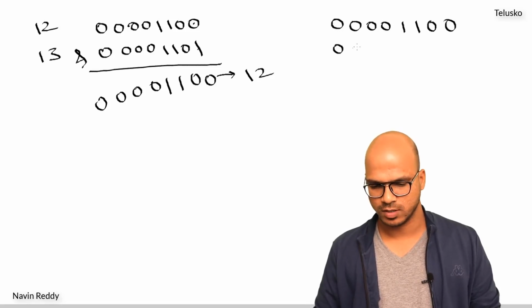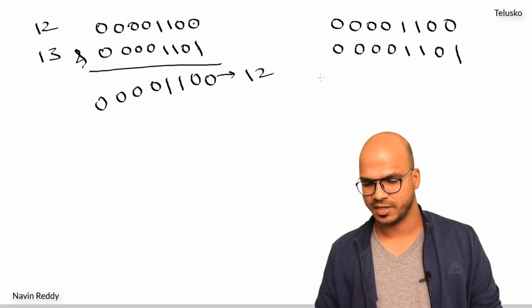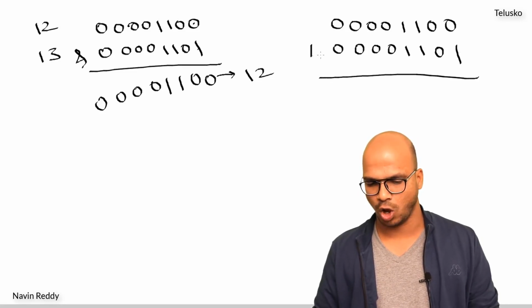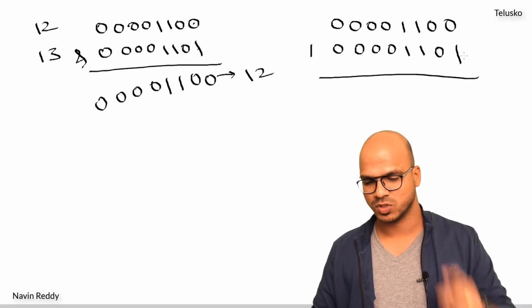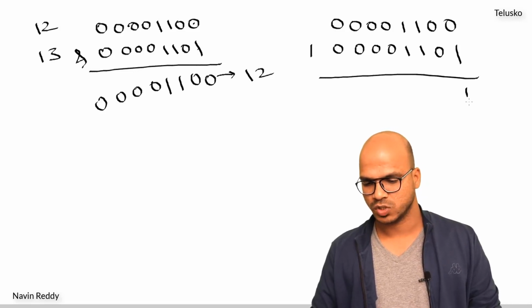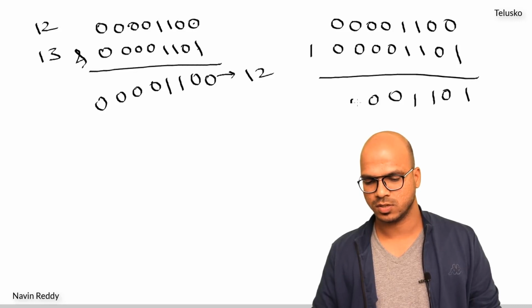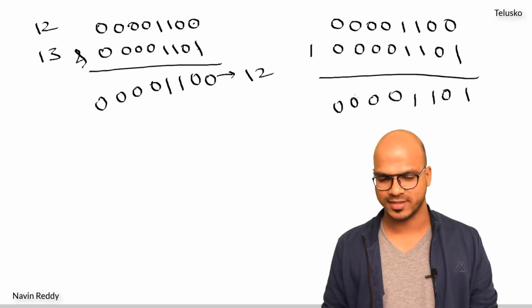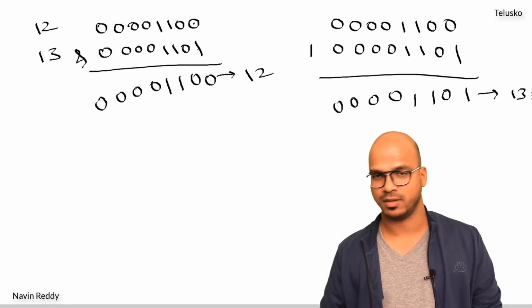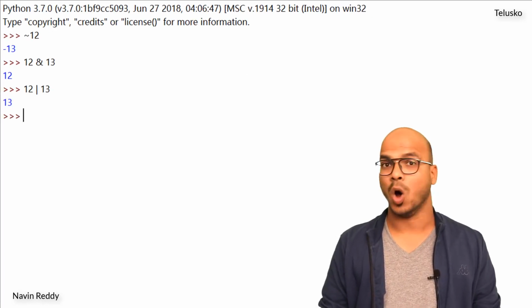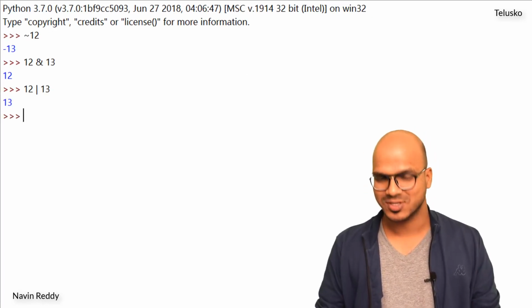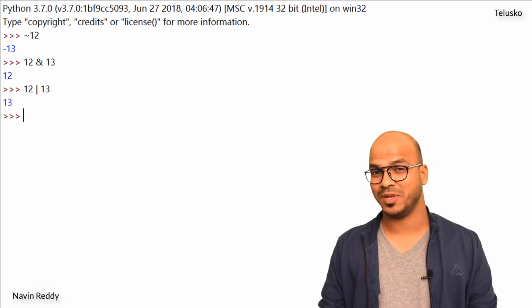So it will be 00001100, that's 12, and 00001101, that is your 13, right? And let's do OR. When you say OR, if any bit is 1, your output is 1, right? So we got 1, 0, 1, 1, 0, 0, 0, 0. And that's your 13, right? Let's verify. If I say enter, oh, we got 13. So this works. This is how you work with bitwise AND and bitwise OR.